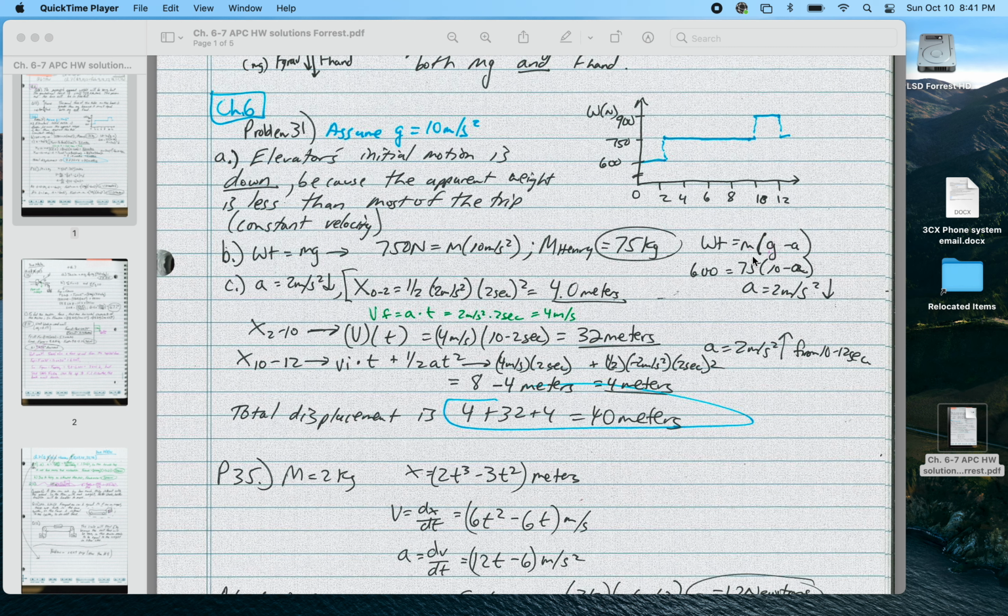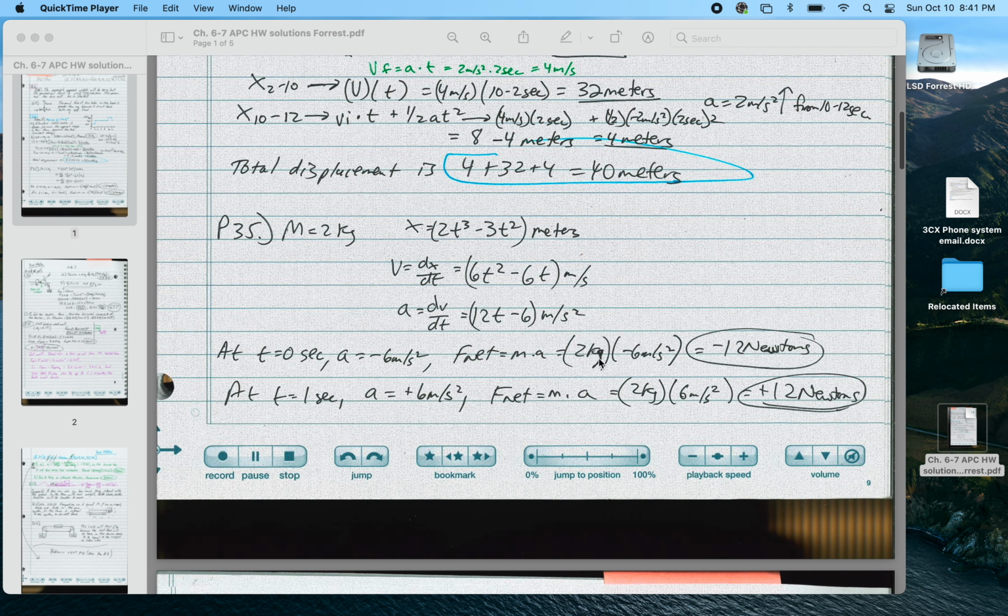And then to figure out how far the elevator traveled during the 12-second trip, I had to recognize it was speeding up from 0 to 2 seconds, constant speed from 2 to 10 seconds, slowing down from 10 to 12 seconds. And there's a symmetry to this problem, so 4 meters during the first 2 seconds, 32 meters during the middle time, 4 meters during the last 2 seconds. The reason for that symmetry is, as you can tell from the graph, the normal force changes by the same amount, therefore the acceleration has to be the same in magnitude.